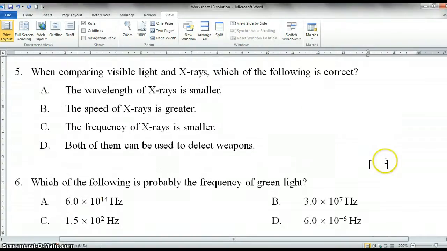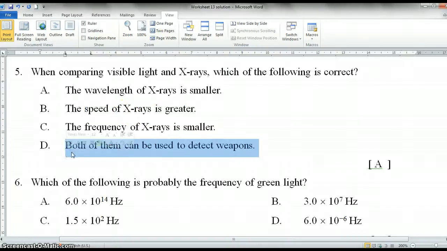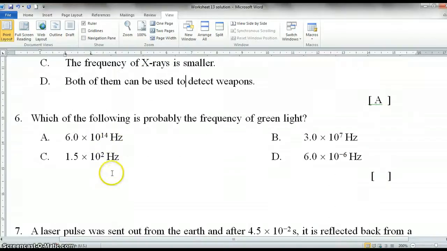Alright? And following question, answer is A. I think this is quite self-explanatory. You just compare the wavelength and frequency. For these two, visible light and X-ray, speed cannot be greater. We know that the speed is the same. And we have discussed the different purposes of the different EM waves. So this one is out. Answer is A.